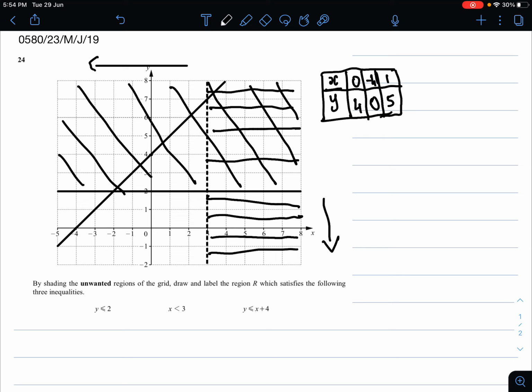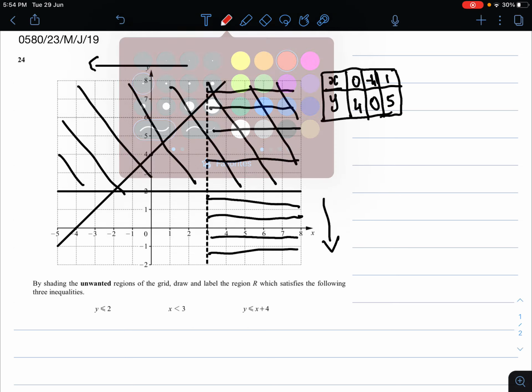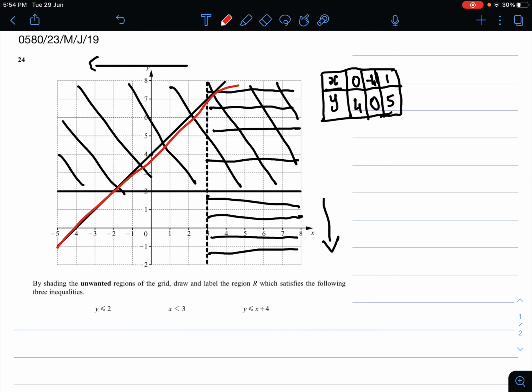y is less than or equal to x plus 4, my bad. So less than or equal to x plus 4 would mean the below part of the graph. That would mean this entire region. I'll mark it with red or another color, this entire region.